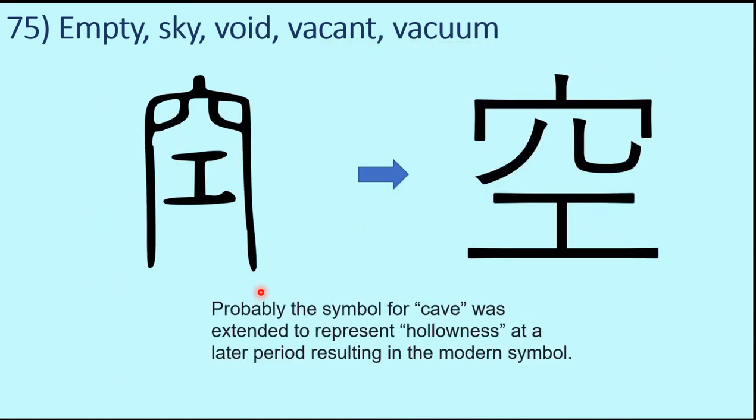Now where has it come from? Empty, sky, void, vacant, vacuum. So this is the ancient symbol. Probably the symbol for cave was extended to represent hollowness because the inside of a cave is hollow and empty or void, and that's why the symbol for cave was extended to represent hollowness at a later period, resulting in the modern symbol. So this part was later added, and this is how the modern symbol has evolved.